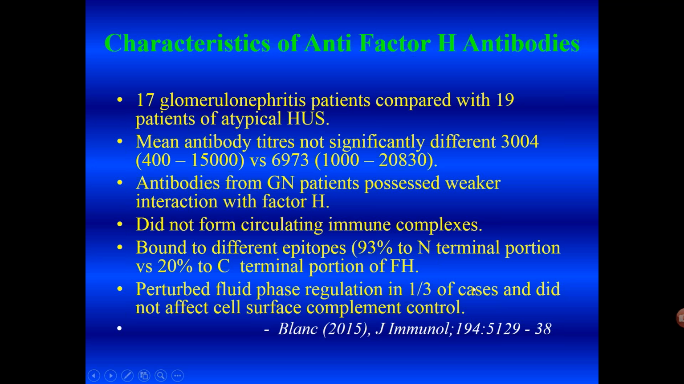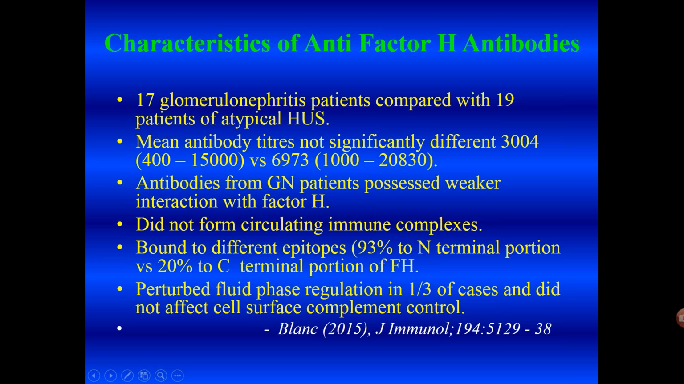Why does the same antibody, anti-factor H antibodies, sometimes produce glomerular nephritis and sometimes produce a thrombotic microangiopathy? Some of the answers to this may be found in this study by Caroline Blanc, which was published 2 years ago. She compared 17 patients with C3 glomerulopathy and 19 patients with atypical HUS. Although the titers were about twice as high in patients with HUS, she did not find this was statistically significant, perhaps because of small numbers, but she found antibodies from glomerulonephritis patients possessed a weaker interaction with factor H.